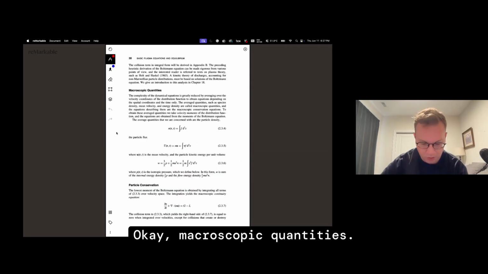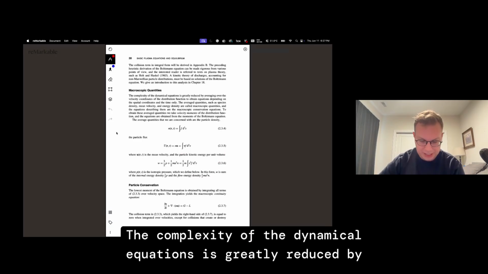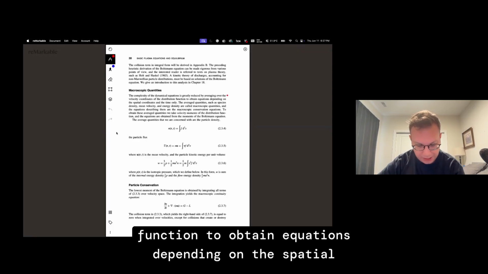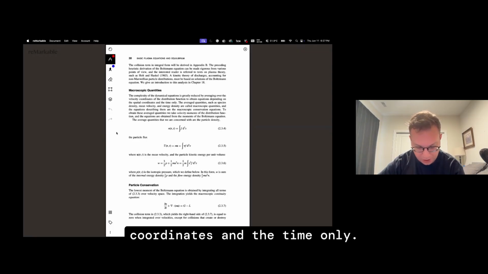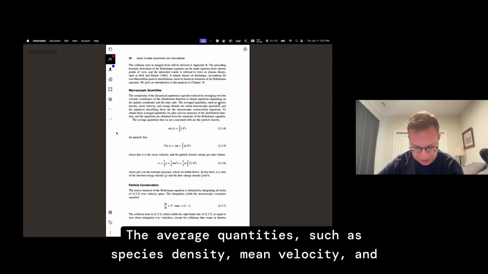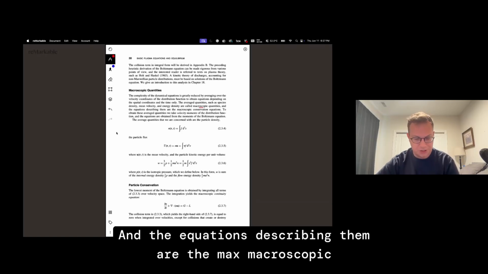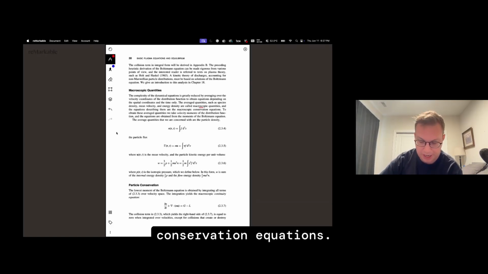Okay, macroscopic quantities. The complexity of the dynamical equations is greatly reduced by averaging over the velocity coordinates of the distribution function to obtain equations depending on the spatial coordinates and the time only. The average quantities, such as species density, mean velocity, and energy density, are called macroscopic quantities. And the equations describing them are the macroscopic conservation equations.